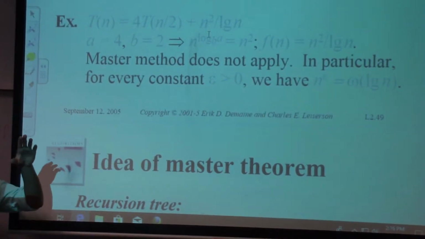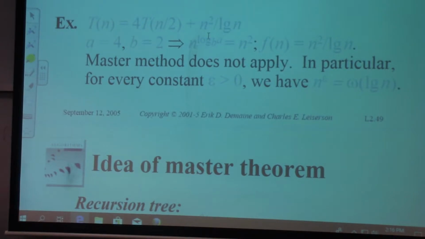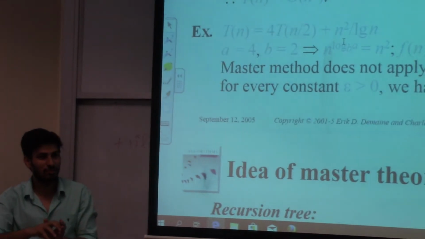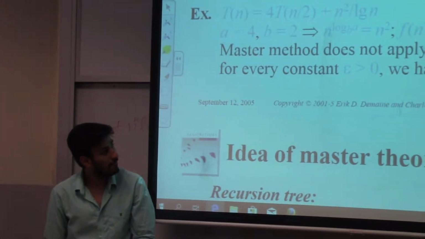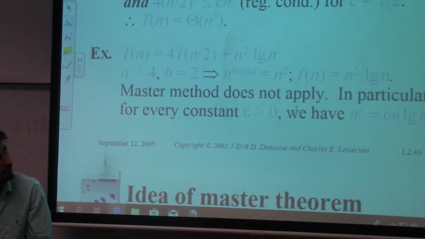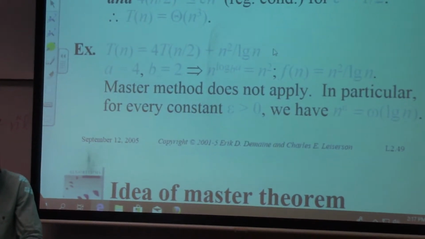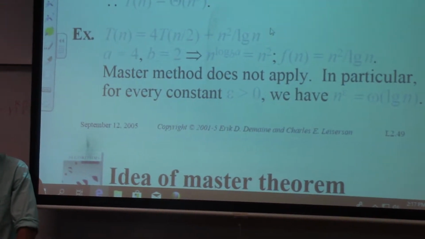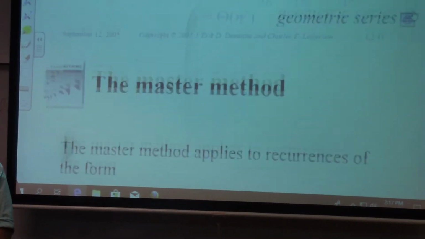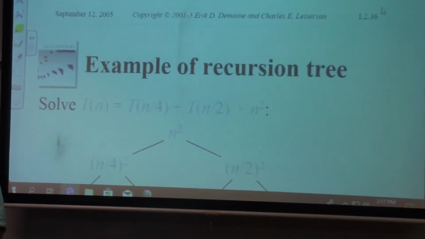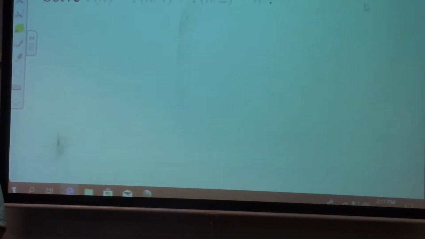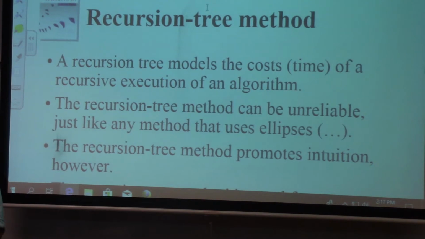So this is the master theorem. This is a different method. It will go to that output only. Okay. So we will go through the recursion tree method.